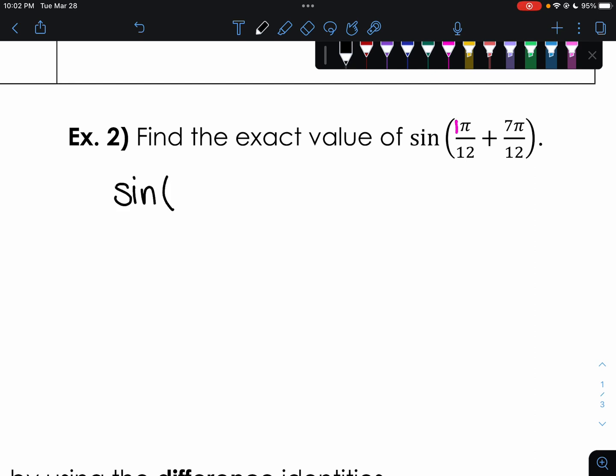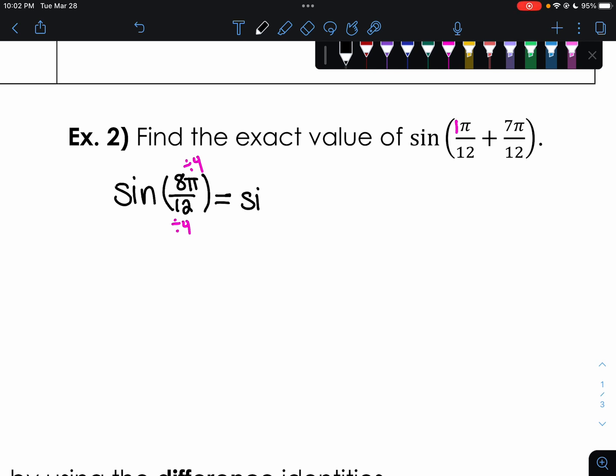When I add fractions, I add the numerators, and I get 8 pi. The denominator stays the same. Now, I still don't know what that is, but I do realize that 8 and 12 can be simplified. Both of those numbers are divisible by 4, so I'm going to divide both of them by 4.